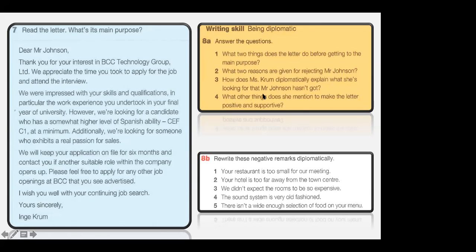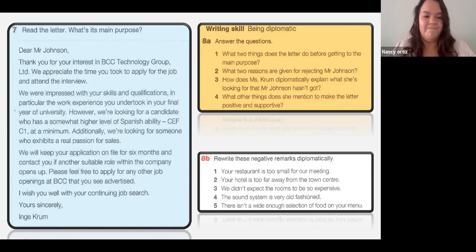We will keep your application on file for 6 months and contact you if another suitable role within the company opens up. Please feel free to apply for other job openings at BCC that you see advertised. I wish you well with your continuing job search. Yours sincerely.